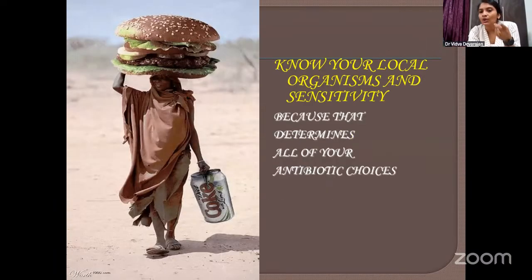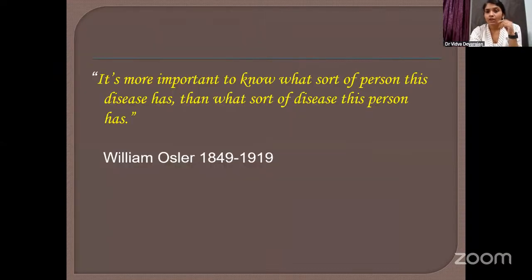You have to know your enemy if you have to hit hard. So know your local organisms, what causes VAP, what causes BSI in your unit. And then you start the patient on your antibiotic. It is more important to know what sort of a person this disease has than what sort of disease this person has.